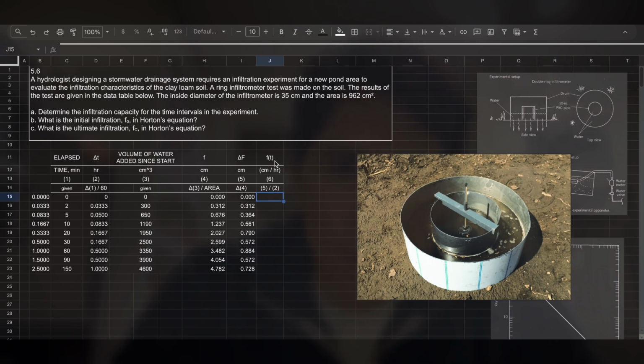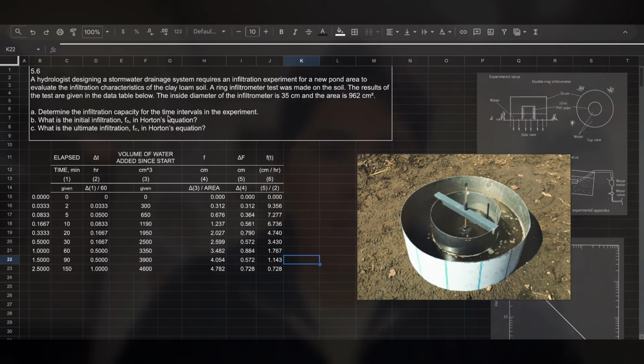And now we need to find the infiltration rate, which is going to be column 5 divided by column 2, because column 2 is in hours. So we're going to get the centimeters per hour. This is also going to be column 5 divided by our change in time. And then we drag this down, and that's for part A.